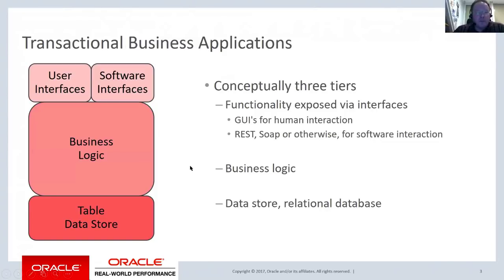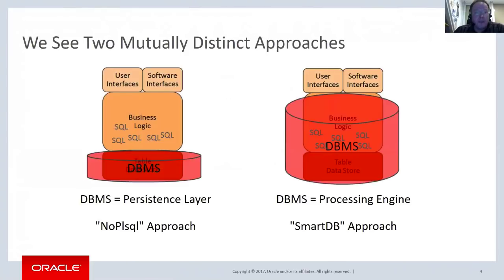But the applications that we target roughly consist of 3 tiers. You have the table store at the bottom, stored in the database. At the top we have the interfaces, both human or software interfaces, and in the middle we have the business logic, which deals with all the use cases that you need to build for your application, and which have lots of programmable logic that issue SQL statements towards the database. And we see two mutually distinct approaches of building these kinds of applications.